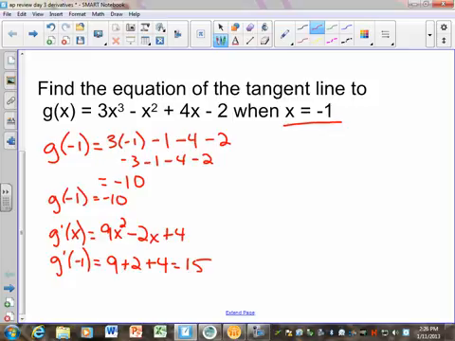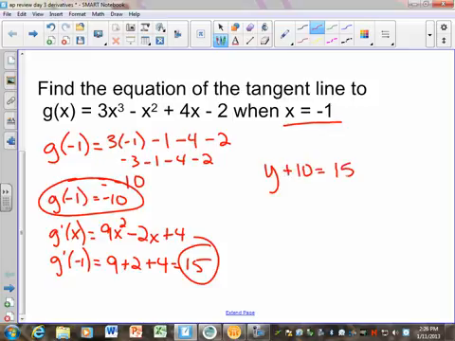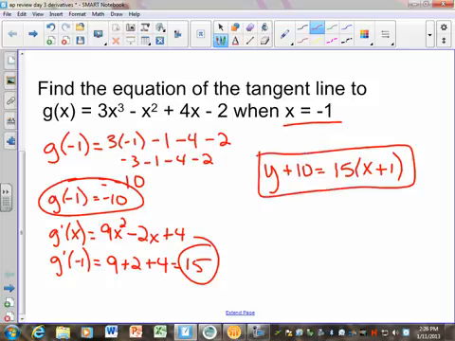So now I have my point, and I have my slope, so I'm just going to write my equation. If it's a free response question, don't oversimplify it. Leave it in point-slope form. Y minus y, which is negative 10, equals my slope times x minus my x value, which is negative 1. And there's no need to simplify that. If it's a multiple choice question and it's in slope-intercept form, then obviously you'd want to work it out. But writing tangent lines is definitely something I could almost promise you is going to be on the AP test.